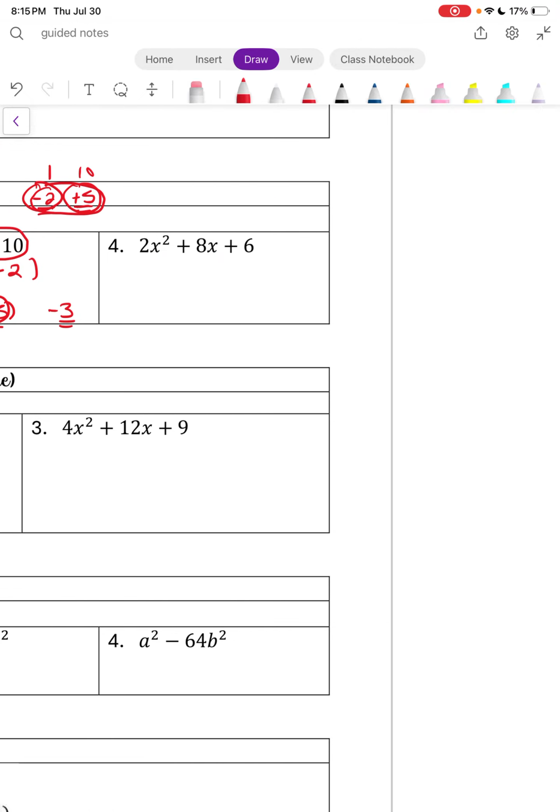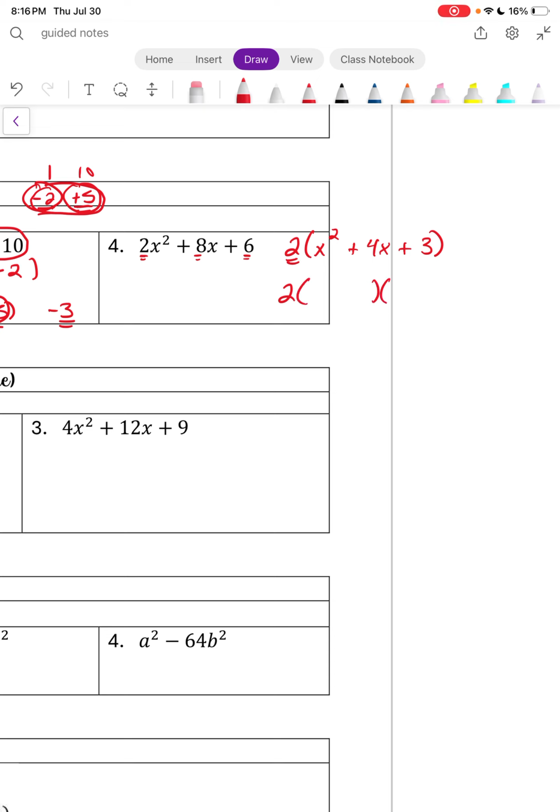Okay, last one. Now, first step, what you do have to do on these problems is check for GCFs first. Here, notice that 2, 8, and 6 are all divisible by 2. We're going to divide the whole thing by 2. When I divide 2x squared by 2, I get x squared. Divide 8x, you get 4x. Divide 6, you get 3. Now that 2 is permanently out front.